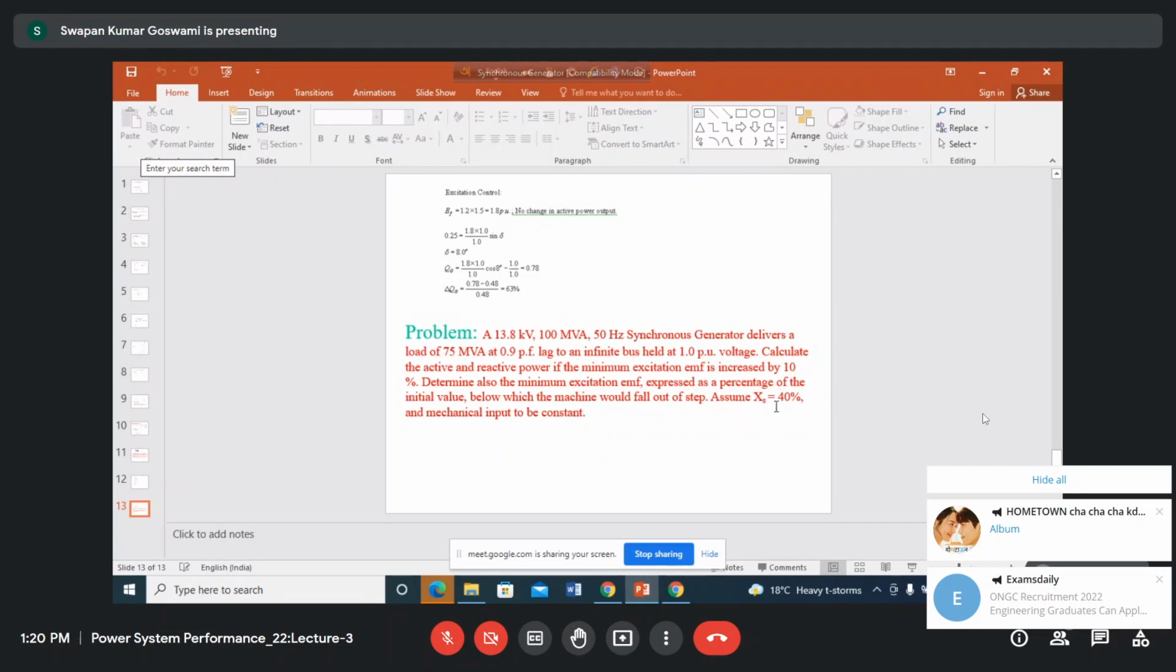Its value of reactance is given to be 40%, meaning 0.4 per unit is the synchronous reactance, and mechanical input is constant. There is no change in active power, so there is only a change in field current. For change in field current, you have to calculate how much is the new value of EF, and this new value corresponding to delta equal to 90 degree will give you the minimum excitation voltage or limit of under excitation. Okay, so this is the problem. Perhaps you will be able to solve it. Any question from anybody? If you cannot solve it, or if you still have some doubt, you may ask me.